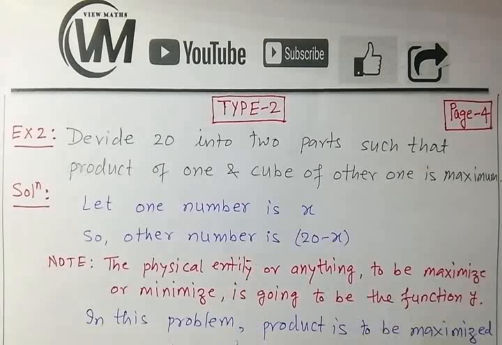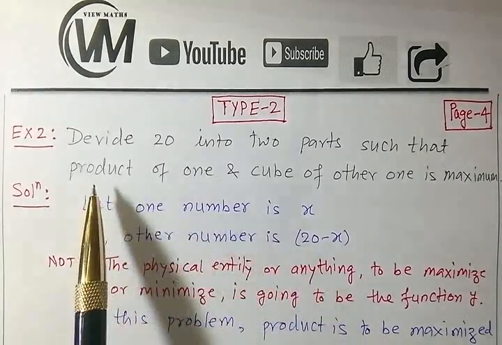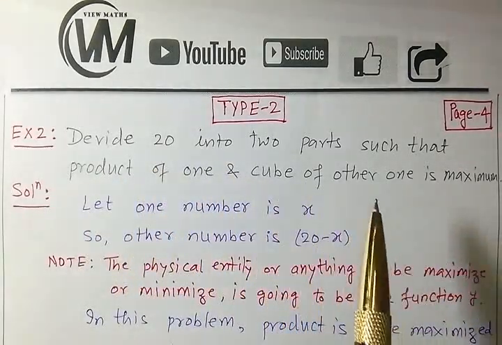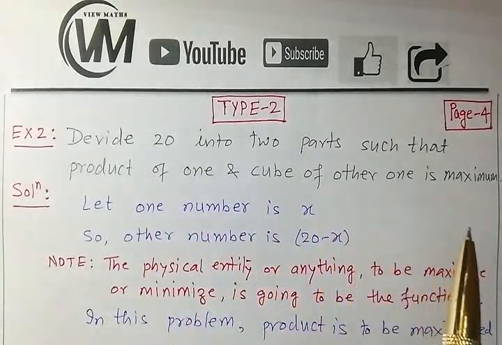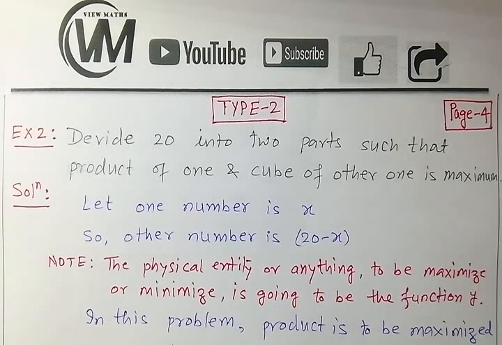Moving to the type 2 sums. Which are these type 2 sums? Where the function is not given. We have to construct a function on the basis of the given conditions. Now read the question: divide 20 into 2 parts such that the product of one and the cube of the other one is maximum. Now the function is not given, and there are two conditions given here. First of all, we have to construct a function. Function means y. What is y here? This is to be identified.